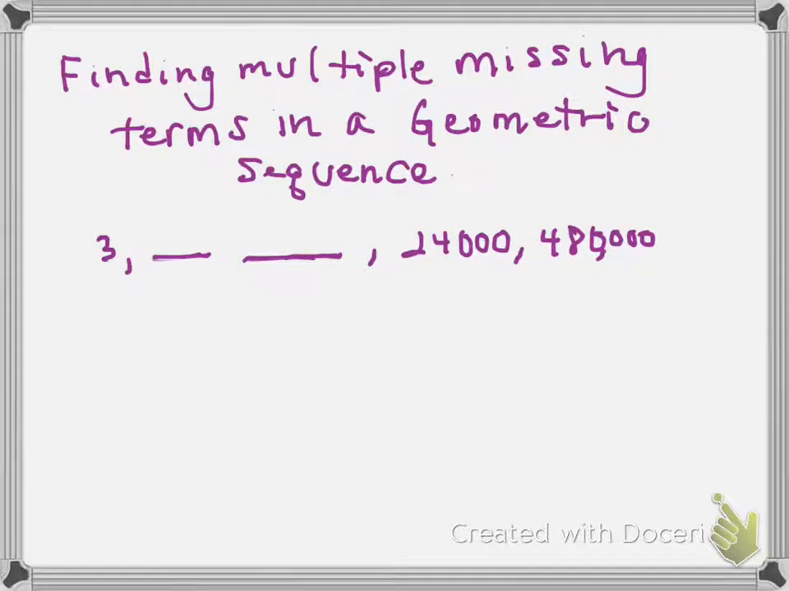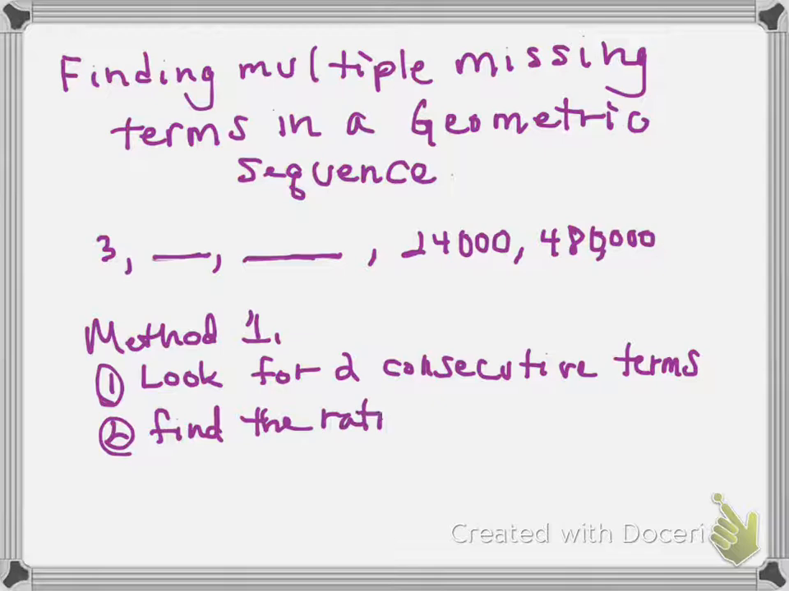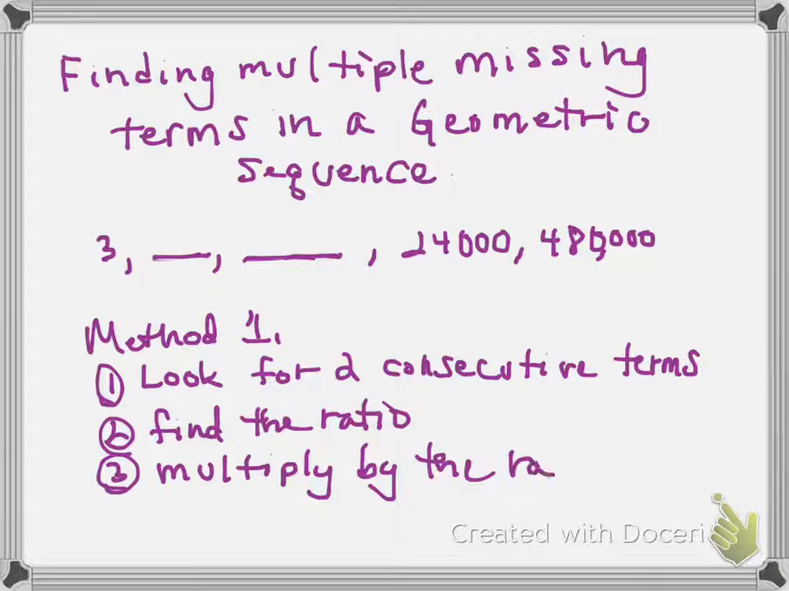Let's say you're given a geometric sequence with multiple missing terms. There's two ways to find missing terms. The first one is if you're given two consecutive terms, take those two terms, divide them to find the ratio, then multiply by the ratio.